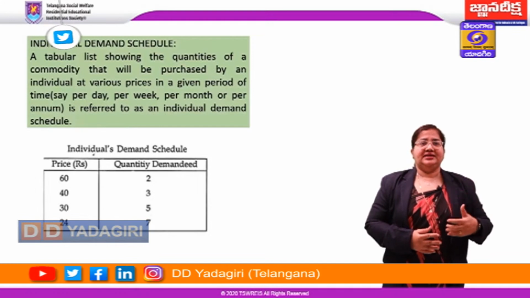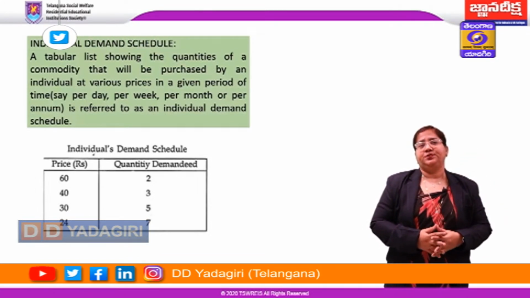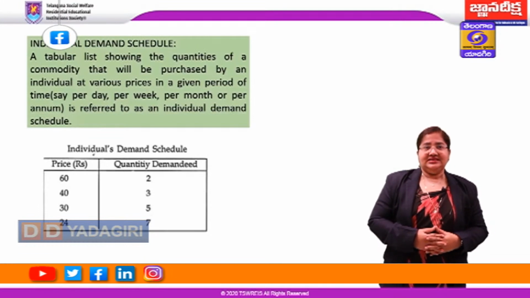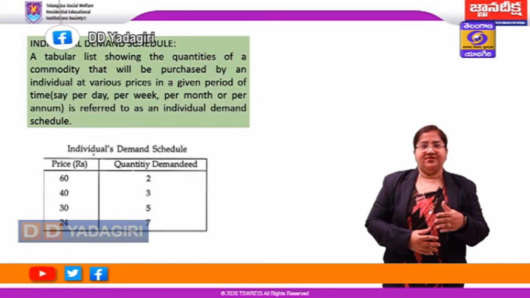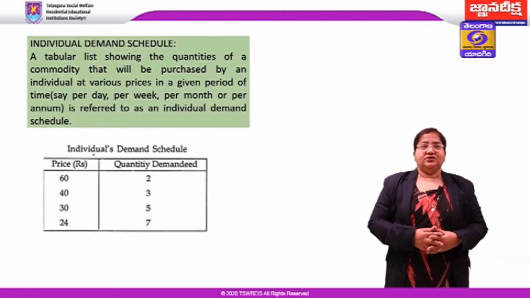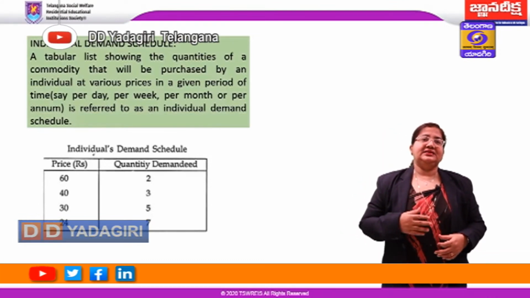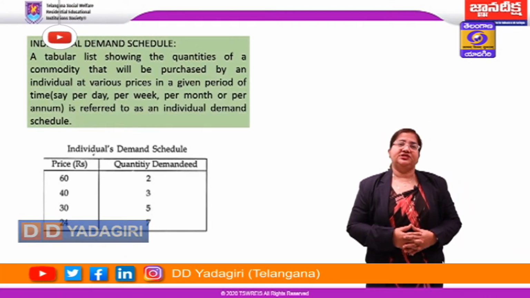The price of the commodity is given as 30, 40. When you see here, there is an inverse relationship depicted. When the price is 60, the demand is only 2. When it comes to 40, the demand comes up to 3, like that. So when the price decreases, the demand increases. When the price increases, demand decreases. This is the inverse relationship.